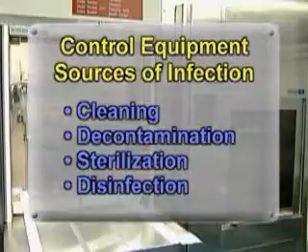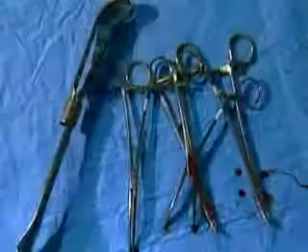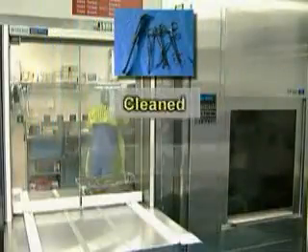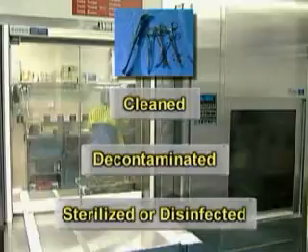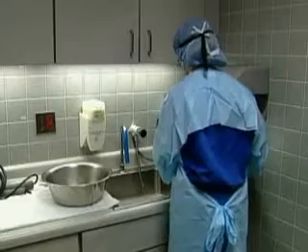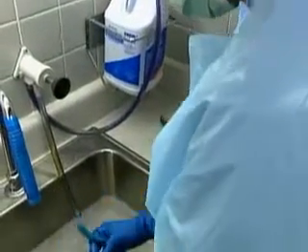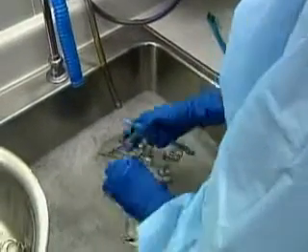Attempts to control equipment sources of infection include cleaning, decontamination, sterilization, and disinfection. All supplies and instruments for use during the surgical procedure must be cleaned, decontaminated, and sterilized or disinfected prior to use. Decontamination is the first step toward reducing the potential hazards associated with direct contact with blood, fluids, or tissues on contaminated instruments.